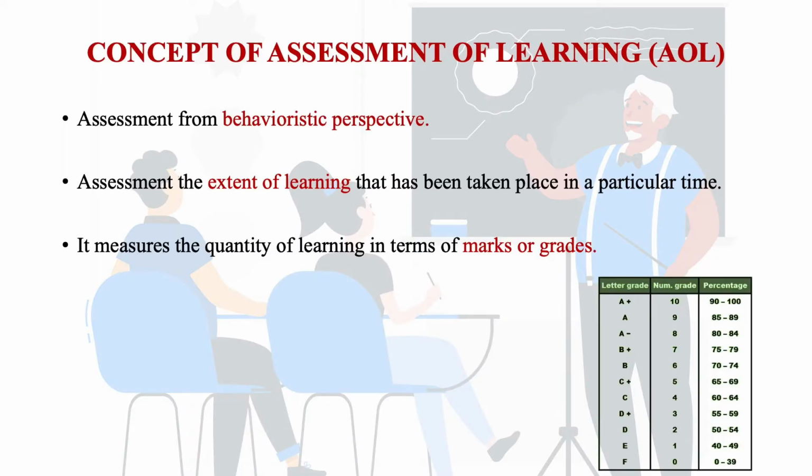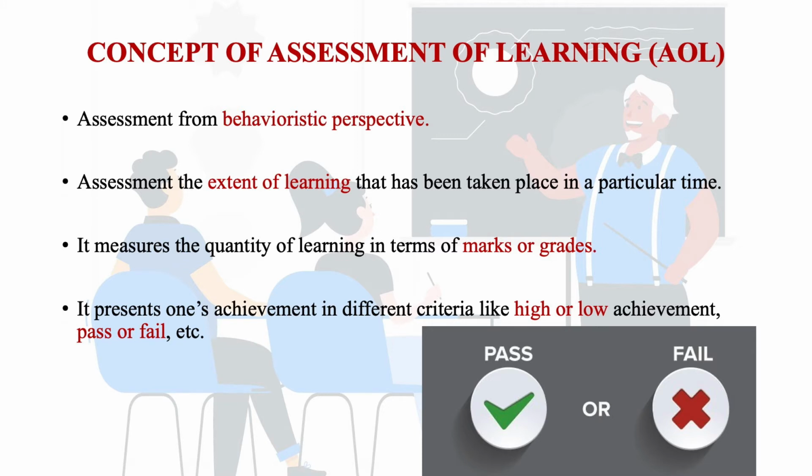Further, it measures the quantity of learning in terms of marks or grades. I have already said that here quantity is given importance, quality is not given much importance, because this is a pen and paper type of test. The test we conduct is a summative test, conducted after completion of the term, the semester, or the entire academic year. After conducting the summative test under assessment of learning, we assign certain marks, grades, or percentages to the learners, and we also certify whether they pass or fail, or certify them in different grades.